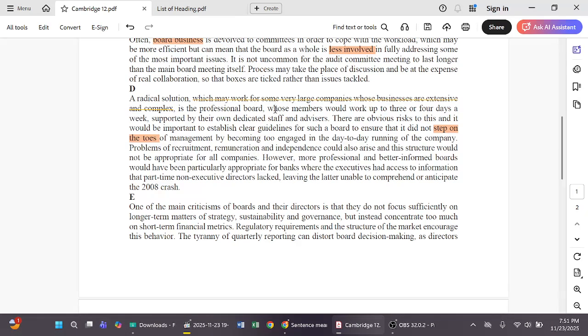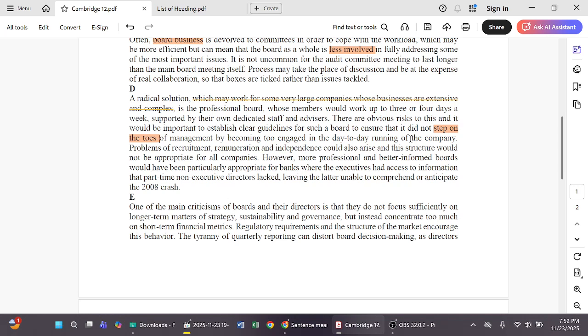And it is the professional board. What is the solution? It is a professional board. And what is the main role and responsibility of those members? Whose members would work how long? They have been working for 3 or 4 days a week, supported by their own dedicated staff and advisors. There are obvious risks to this, and it would be important to establish clear guidelines for such a board to ensure that it didn't just step on the toes of management by becoming too engaged in the day-to-day running of the company. It means every single company has its own clear guidelines, right?